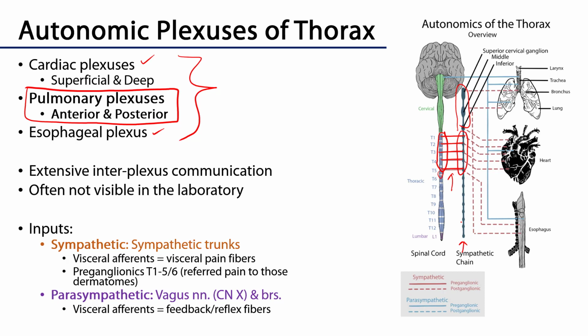And this is a good example where we have an inflow from T1 to T5, but fibers can ascend all the way up to the superior cervical ganglion of the cervical sympathetic trunk, and then exit and travel inferiorly to the thorax. And so we'll see how the various levels of the cervical and thoracic ganglia are going to serve the pulmonary plexuses.